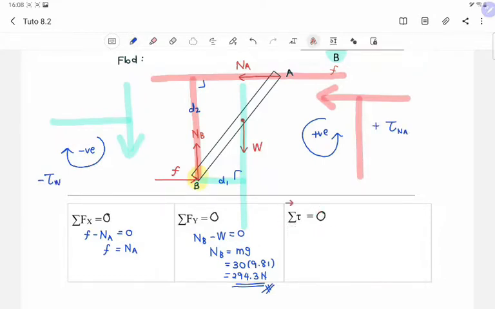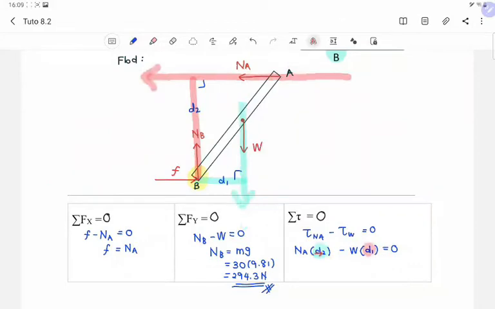Okay, so we can expand the equation. Summation of torque is equal to 0, which is due to torque NA positive minus torque W equals to 0. Torque NA is NA times D2 minus torque W is W times D1 equals to 0. So next we have to find the magnitude of D2 and D1. This one will involve trigonometry.